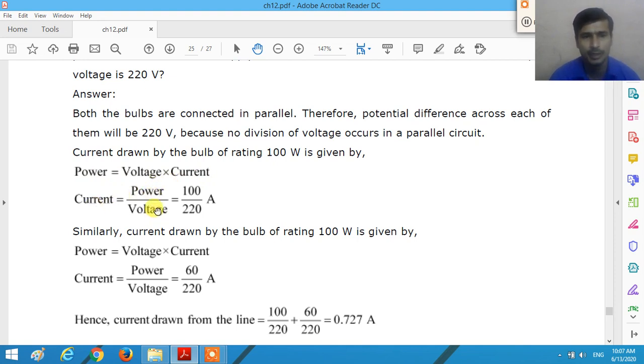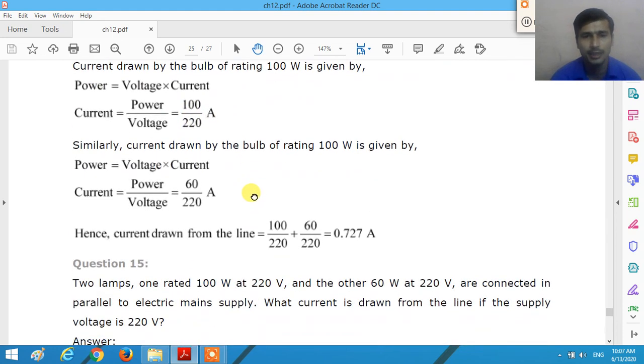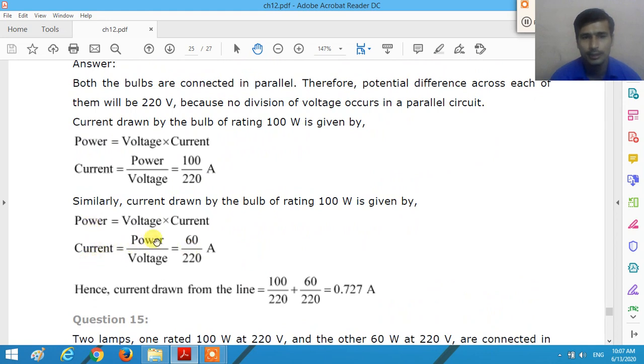For the first bulb, the power given to us is 100 watt. So 100 divided by the voltage, 220 volt. So we get the current 100 divided by 220 ampere. Similarly, for bulb 2, current is equal to power divided by voltage, 60 divided by 220 ampere. So the total current passing through the circuit is the sum of the individual currents in the parallel connection. So 100 divided by 220 plus 60 divided by 220, we get the answer 0.727.